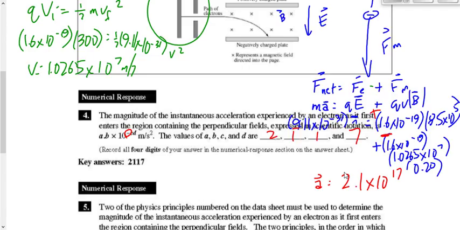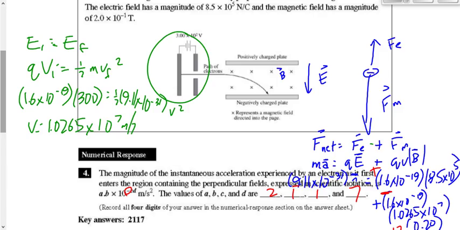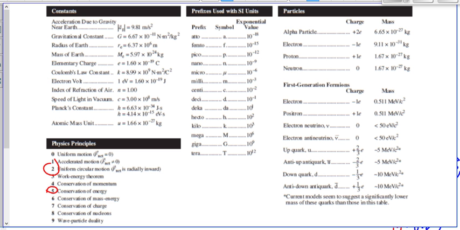Good? Okay, what are my physics principles? Quick. Physics principles, which one is this one? Principle 5, conservation of energy. Which one's this one? Uniform motion? Is it moving at a constant velocity? I just found the acceleration. It's not moving at a constant velocity. What principle did I use if I just found the acceleration? That's a gimme, right? If you find the value of an acceleration, then you've used acceleration. And the answer would be principle 1.